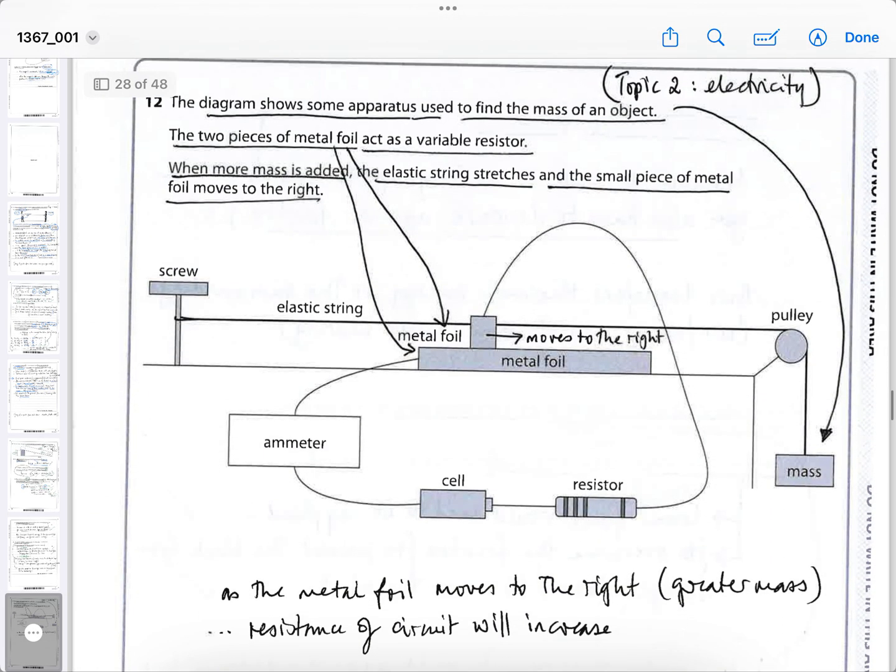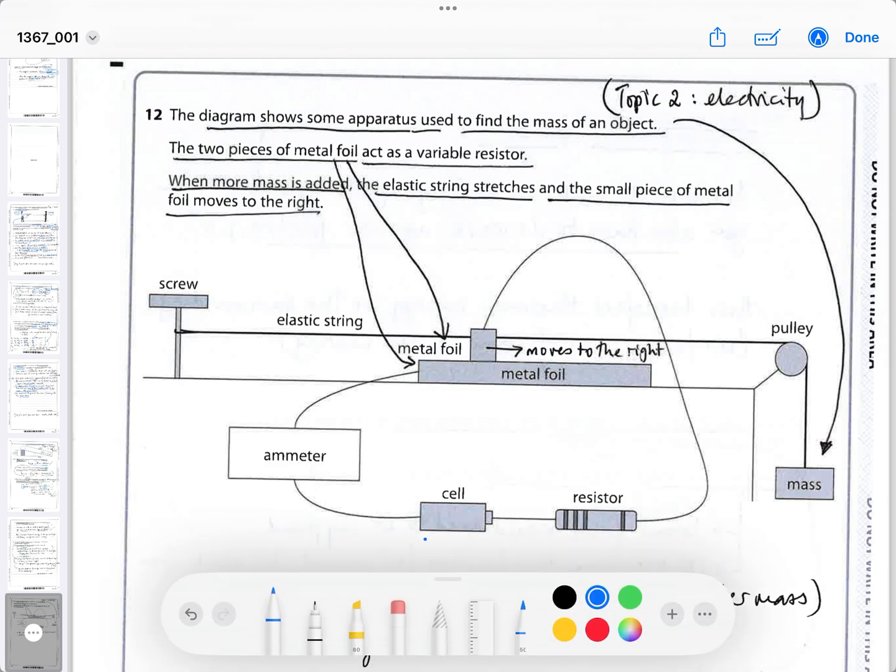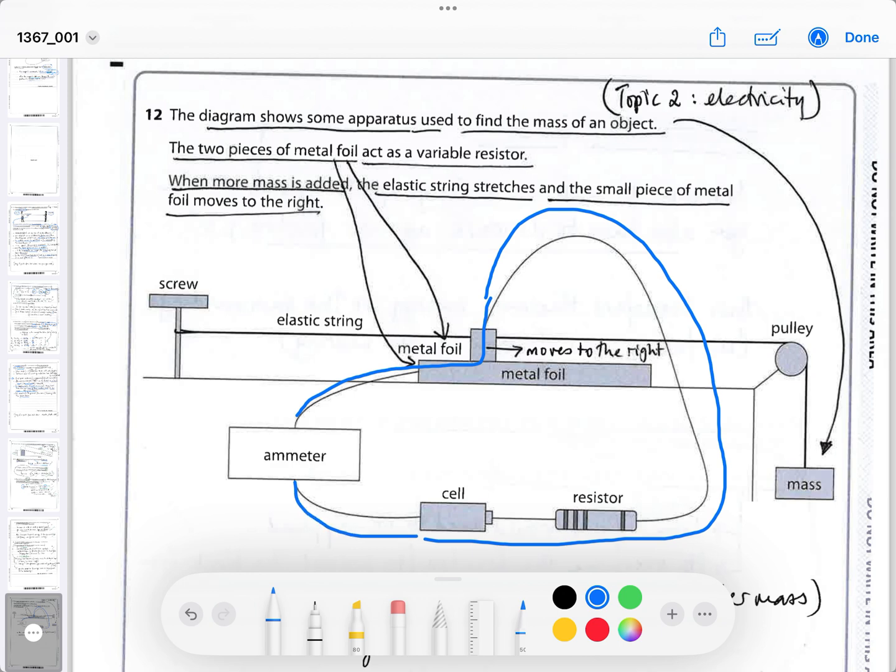The next question is electricity, topic 2. The diagram shows some apparatus used to find the mass of an object. You basically have an electrical circuit here between a cell and a resistor. So you've got a cell, a resistor, a wire connecting to a piece of metal foil. The metal foil then touches the other metal foil, goes through the wire to an ammeter, back to the cell. So that's your complete circuit.